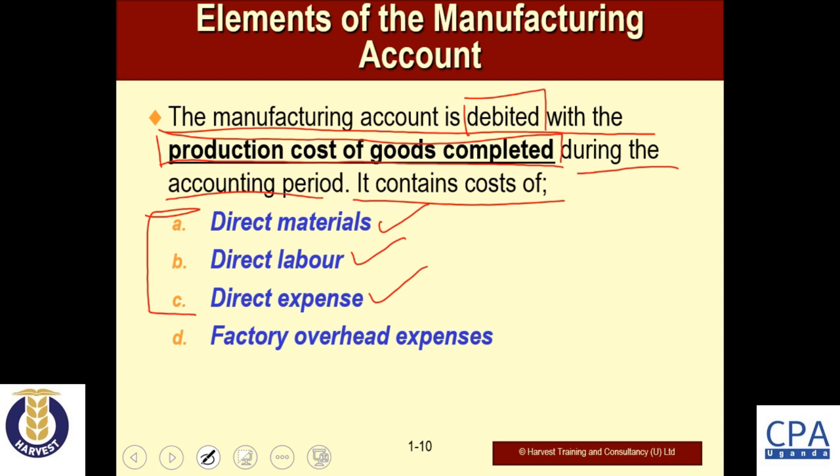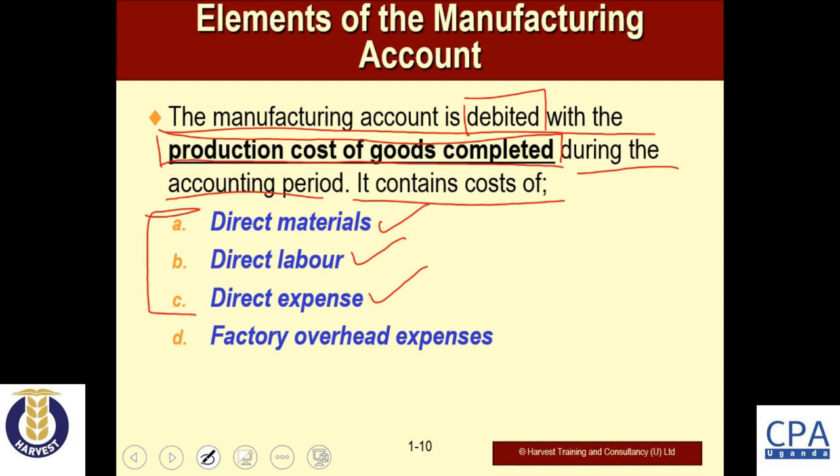So these are direct in nature, and of course we are going to see the definition of a direct cost, and in that definition we have already mentioned that it is the cost that can be traced to the product. So we are saying that we debit the manufacturing account with the direct material costs, with the direct labor costs, and the direct expenses. However, we don't end at these three.